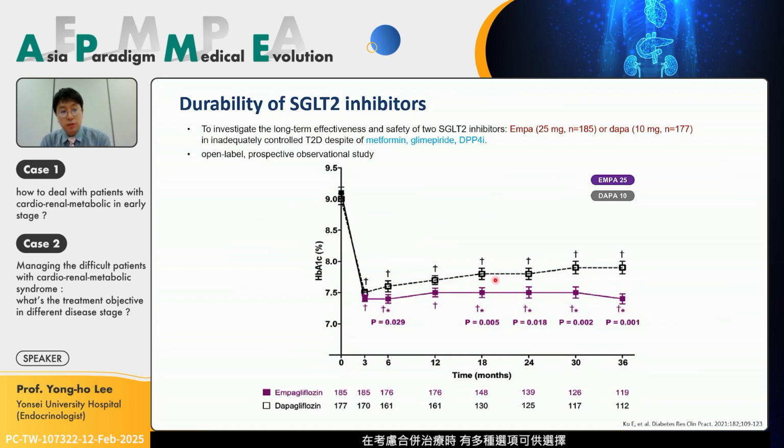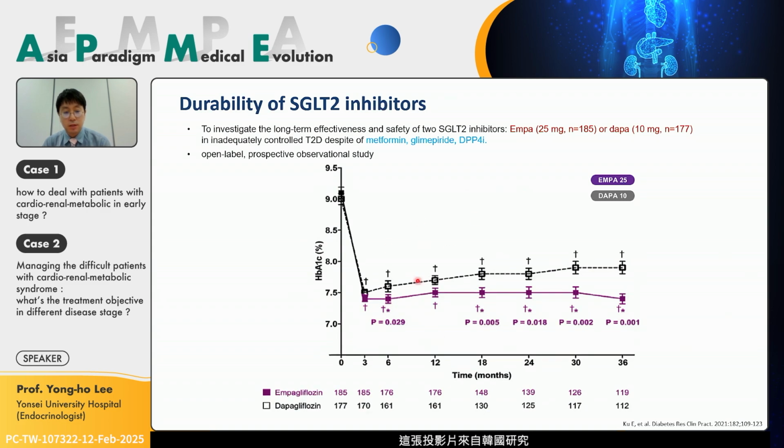And when we consider combination therapies, many things can be considered. And one of the good things for SGLT2 inhibitor is the durability. Usually, similar to TZD, SGLT2 inhibitor can improve the pathophysiology of type 2 diabetes, as it can increase insulin sensitivity.